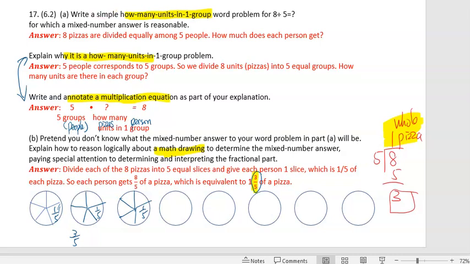So we want to write a word problem for 8 divided by 5 to which a mixed number answer is reasonable. So we want the answer to be like a whole number and a fraction. And we know when we divide 8 by 5, 5 goes into 8 one time, and 8 minus 5 has a remainder of 3. And so we know the answer should be 1 and 3/5. So this is called a mixed number answer.